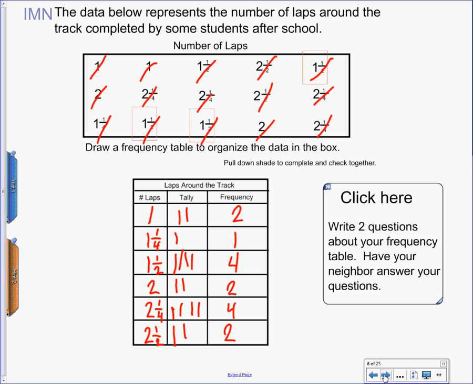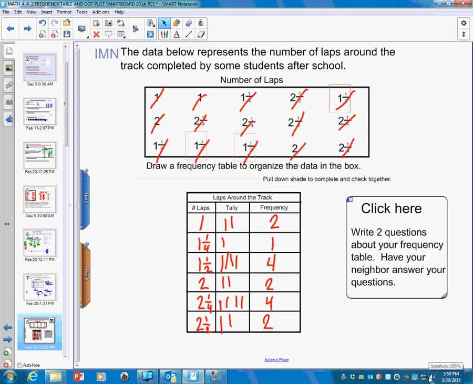And then they had to write 2 questions about that frequency table in their journal and then switch with their neighbor to answer their questions, and they answered their neighbor's questions. So that is frequency tables. The next video will be on dot plot.